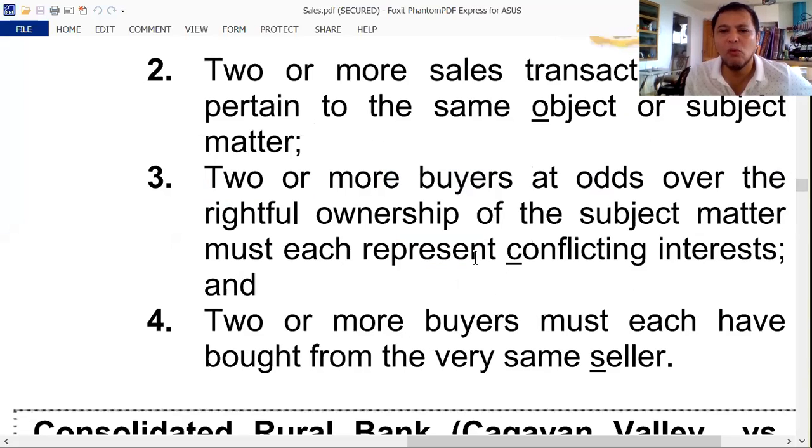Then two or more buyers at odds over the rightful ownership of the subject matter must each represent conflicting interests. So this is the C, conflicting interests, not the same interest. And number 4, the last one, two or more buyers must each have bought from the very same seller. So only one seller.